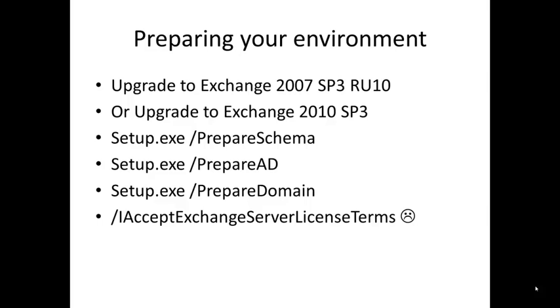So when you have everything figured out and you are ready to install, it's time to prepare your environment. And the first step, of course, is to upgrade your complete environment to Exchange 2007 Service Pack 3 RU10 or upgrade Exchange 2010 to Service Pack 3. The first step is to prepare the actual schema of Active Directory. And you can use the command line setup /PrepareSchema. The next step is to configure the actual configuration container: /PrepareAD and /PrepareDomain.